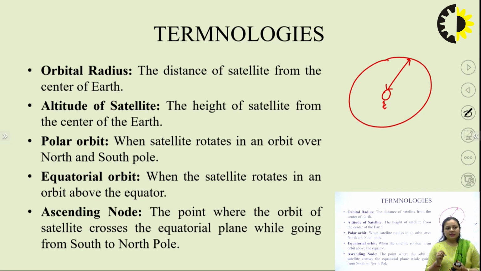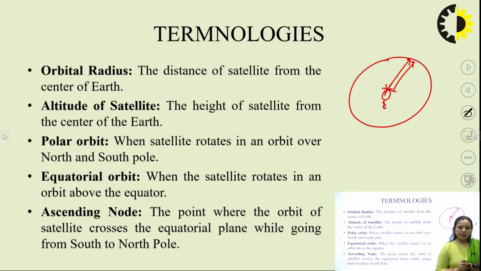And the altitude of the satellite. The orbit radius is the distance from the center of the Earth, while the height of the satellite is above the surface of Earth. So the orbit radius is calculated from the center of the Earth, and the height of the satellite is calculated from the surface of the Earth.